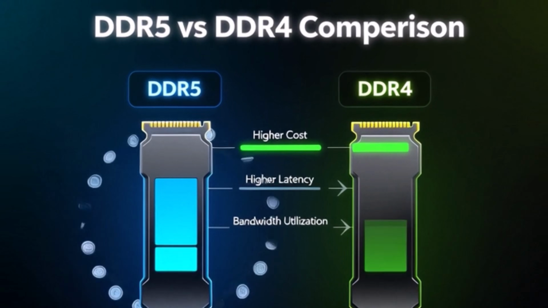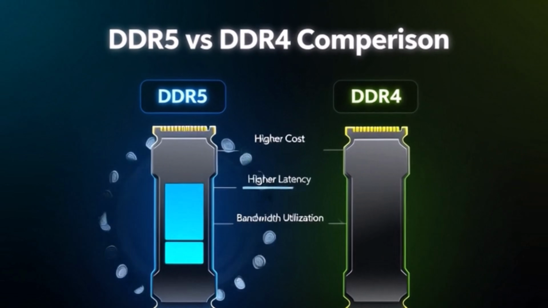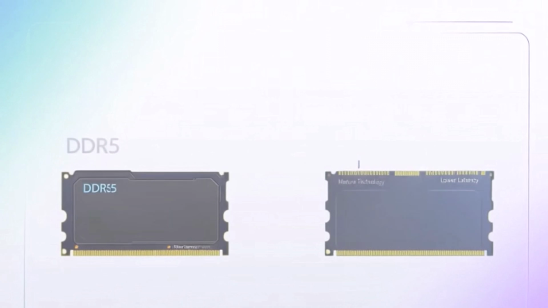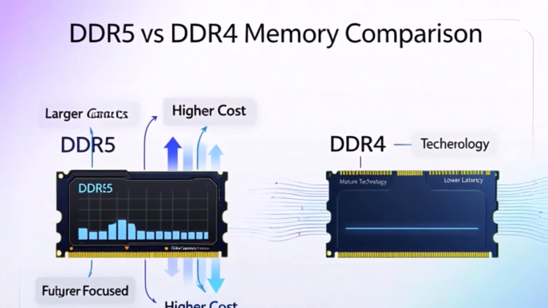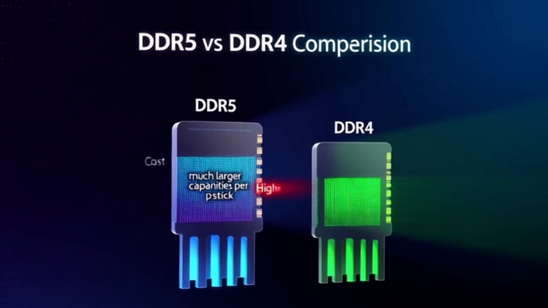However, DDR5 currently has drawbacks: higher cost, and higher latency compared to mature DDR4. Many applications do not yet fully utilize its bandwidth. This means DDR5 is future-focused, not always faster in today's everyday tasks.